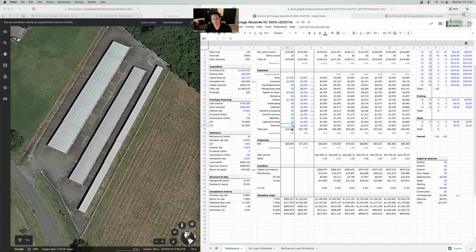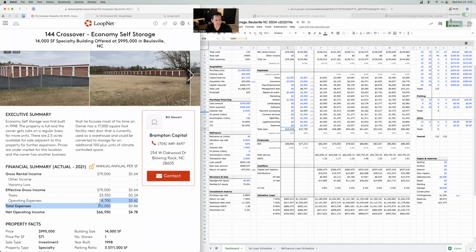So I have their current OpEx around 10K. Let's see. It looks like they said they were around 12K, so I'll add another 2K in here. Maybe they are in fact paying somebody to landscape. And you got some miscellaneous things here. Okay.